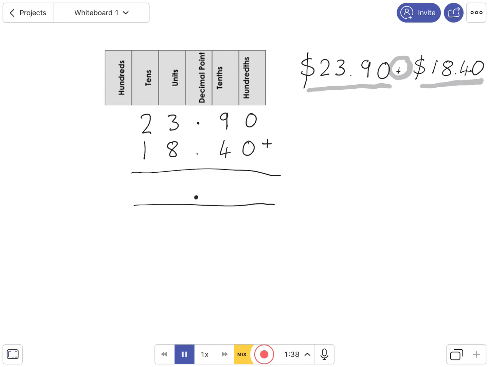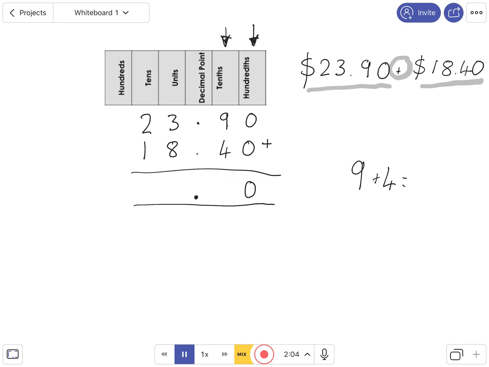Now when doing addition, we always start on the far right-hand column, which in this circumstance is my hundredths column, and I work from the top to the bottom. I've got 0 plus 0. I know 0 plus 0 is simply 0. Now I move to my next column working to the left, which is my tenths column. In this column, I've got 9 plus 4.